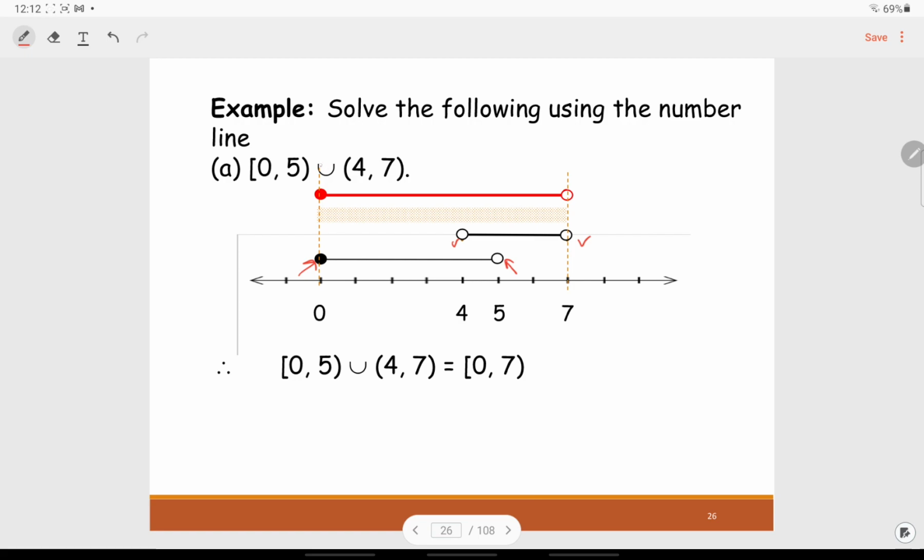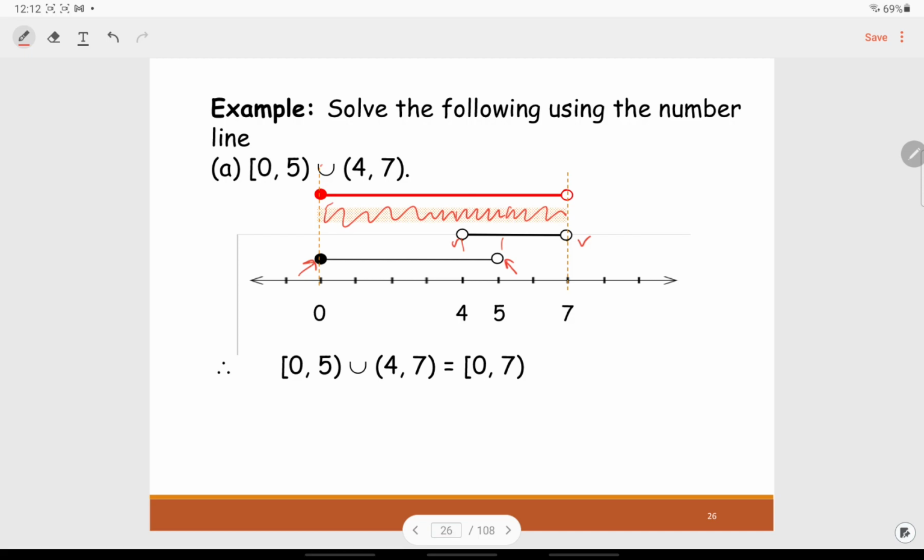Now the question asks you for the union operation. Union operation means all areas covered by both or one of these two intervals. Because this area is covered by the first interval, we include this area. Because this area is covered by the second interval, we cover this area. This is the combination of these two areas. We also include this area, so we have the whole range from 0 up to 7.